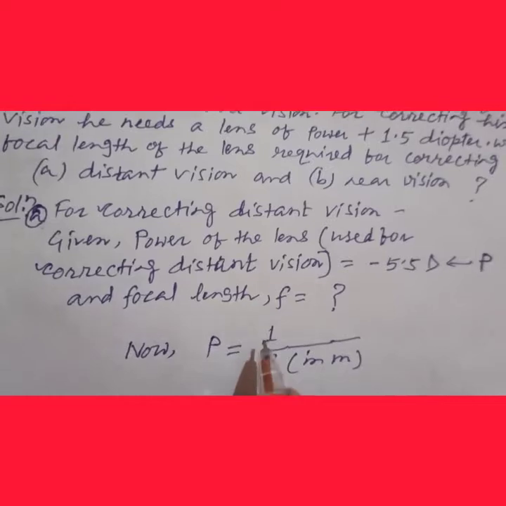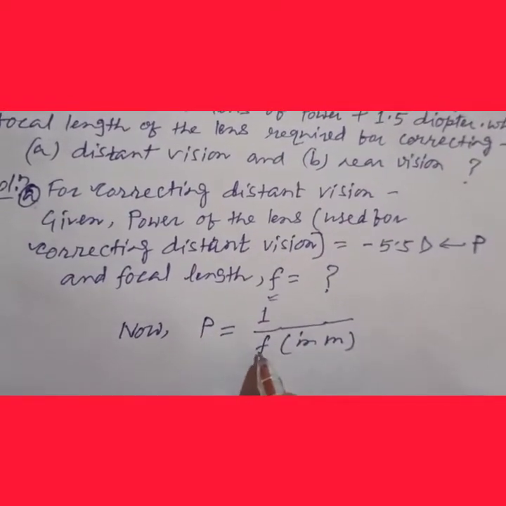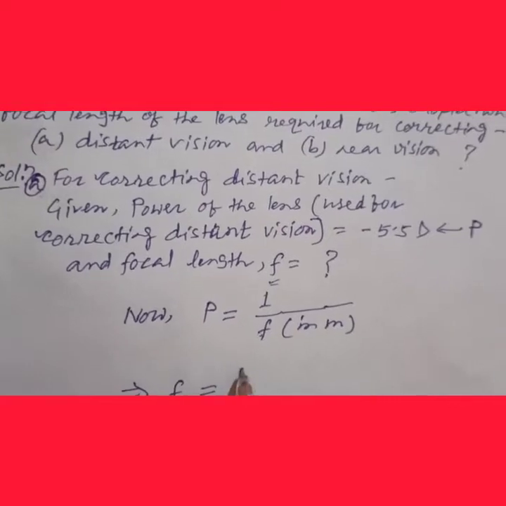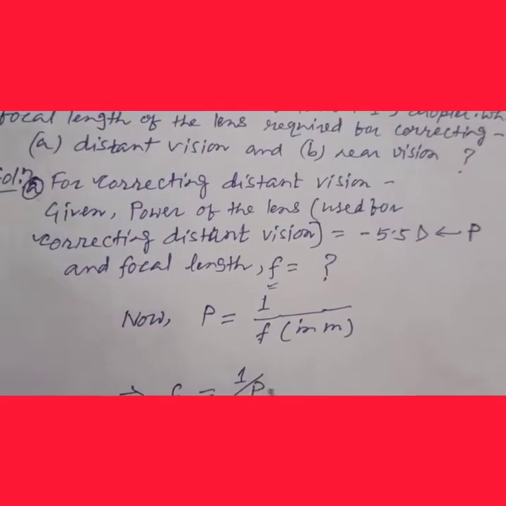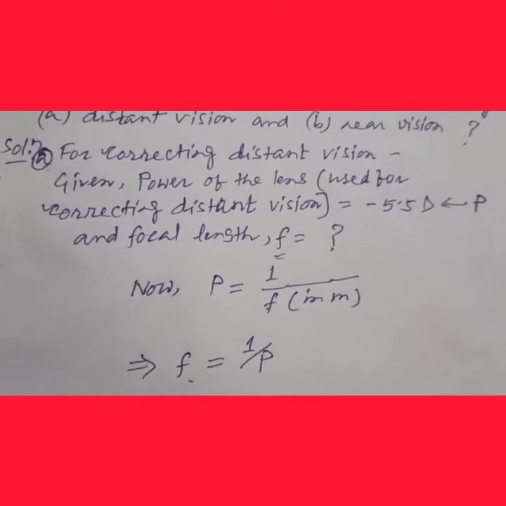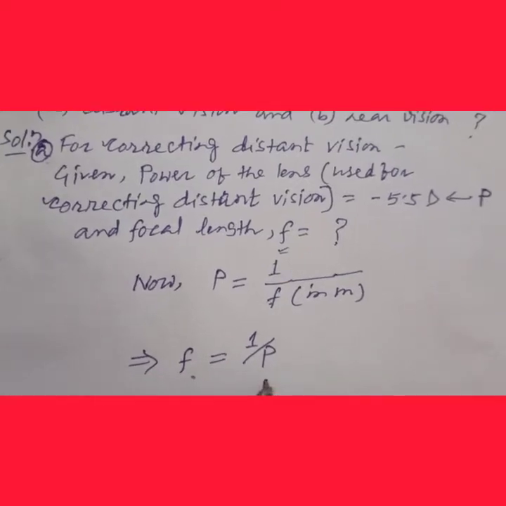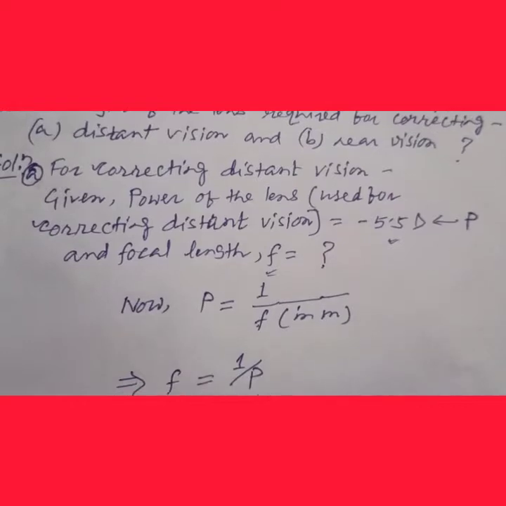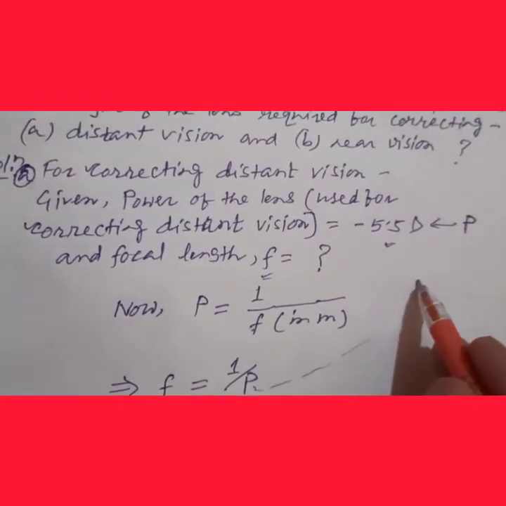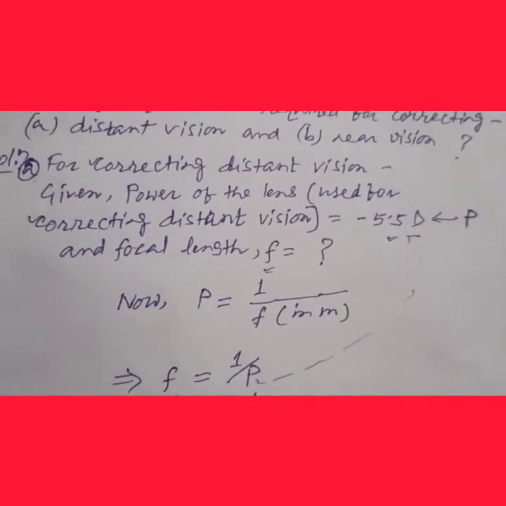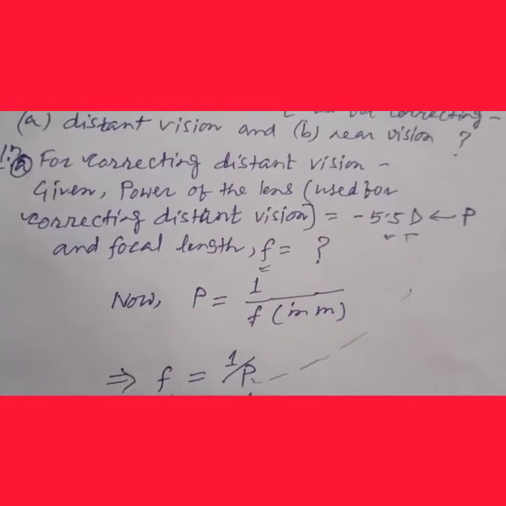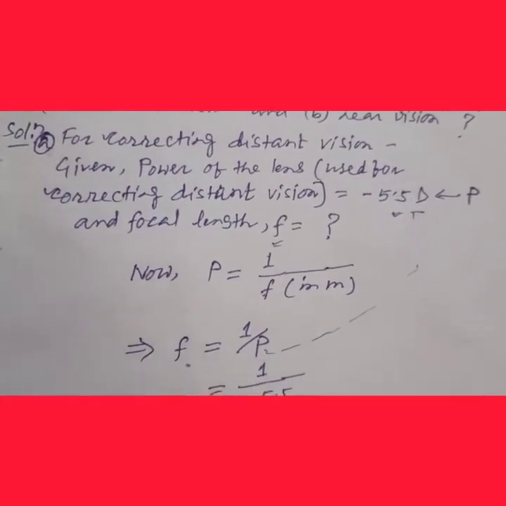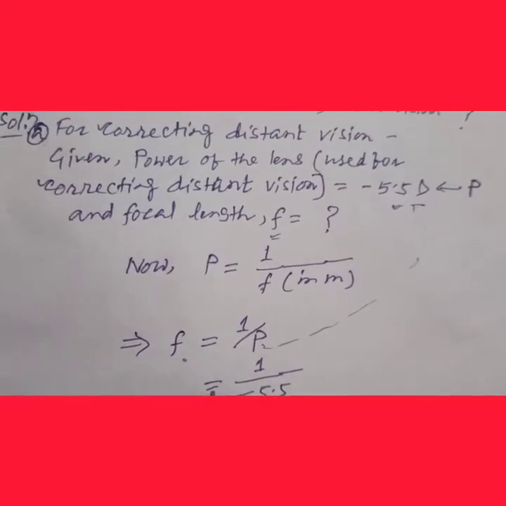This implies we need F, so we have to find F here. Bringing it here, it will give 1 by P. Now put the value of P from there, which is given: minus 5.5 diopter.